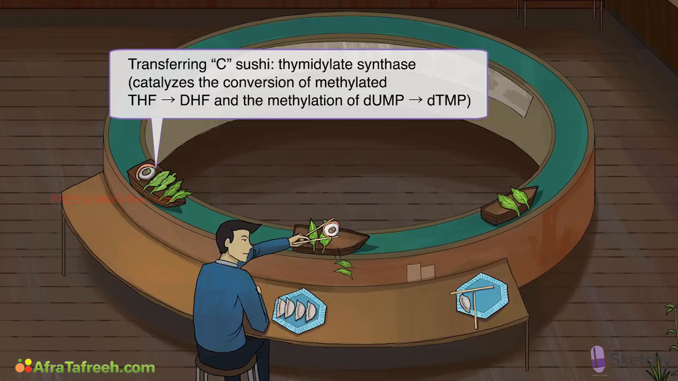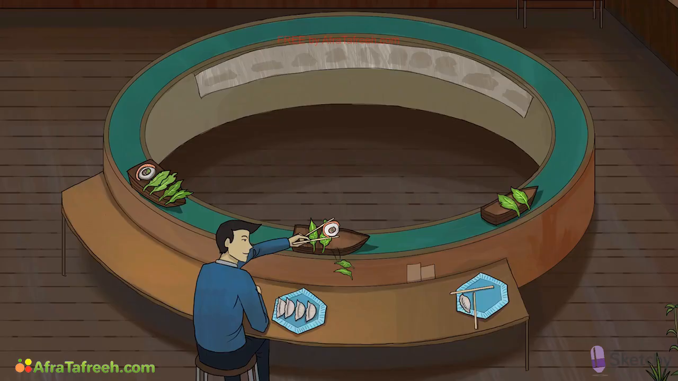Thus, tetrahydrofolate is converted to dihydrofolate and dUMP is methylated to dTMP. This whole process is catalyzed by thymidylate synthase. In order to keep producing more thymidine deoxynucleotides, you need to recycle that folate so it can donate more carbons. In other words, you've got to turn that dihydrofolate back into tetrahydrofolate, and here's how that happens.